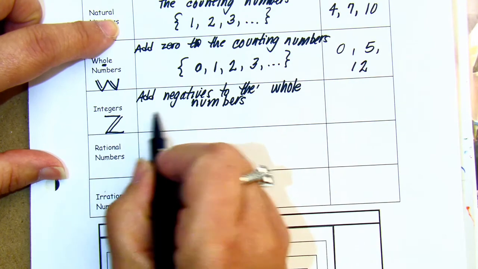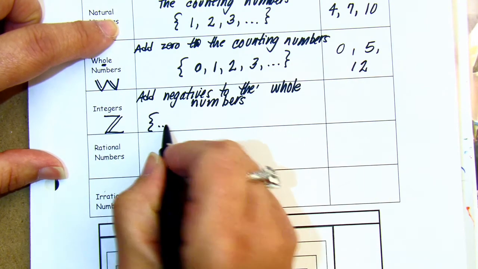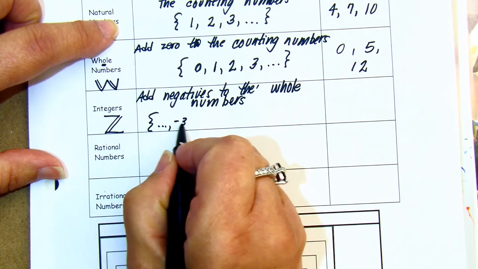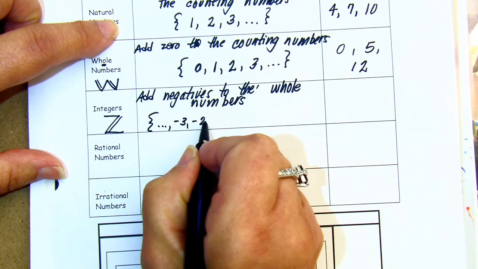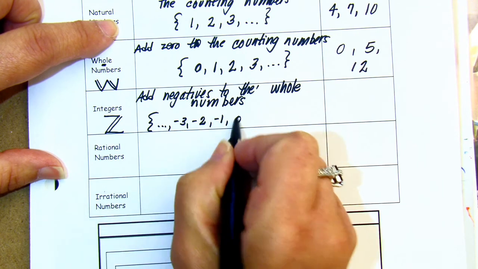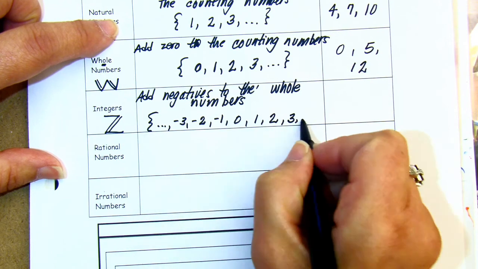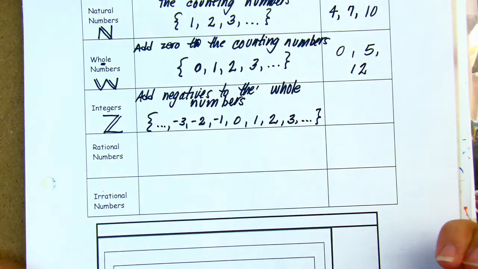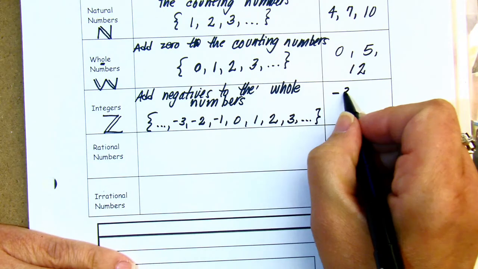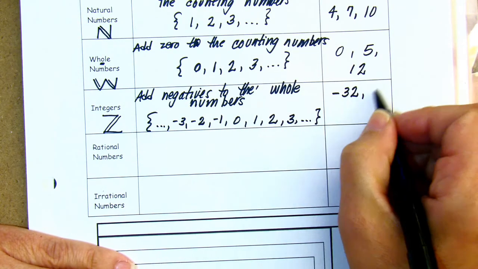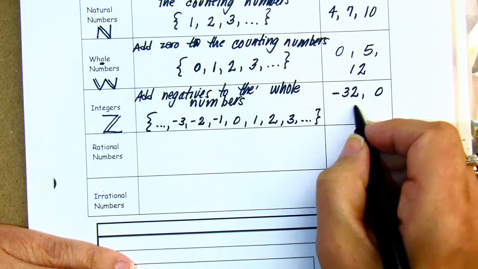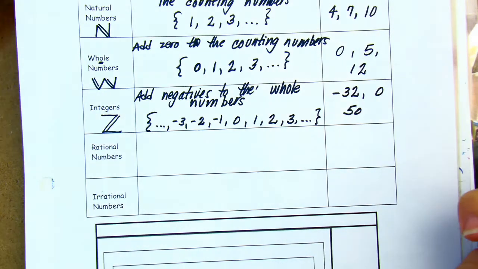So we'll show that with a larger set, starting out with an ellipsis, because we're not going to write all the negatives. We'll just start at negative 3, negative 2, negative 1, 0, 1, 2, 3, and so on. A couple of our favorite negative numbers, negative 32. Of course, we want 0 in there because it is an integer, and I chose the number 50.